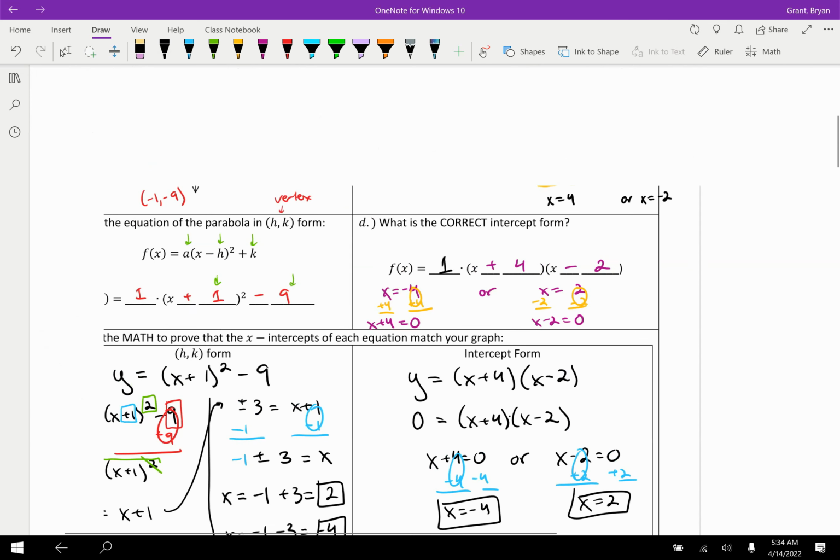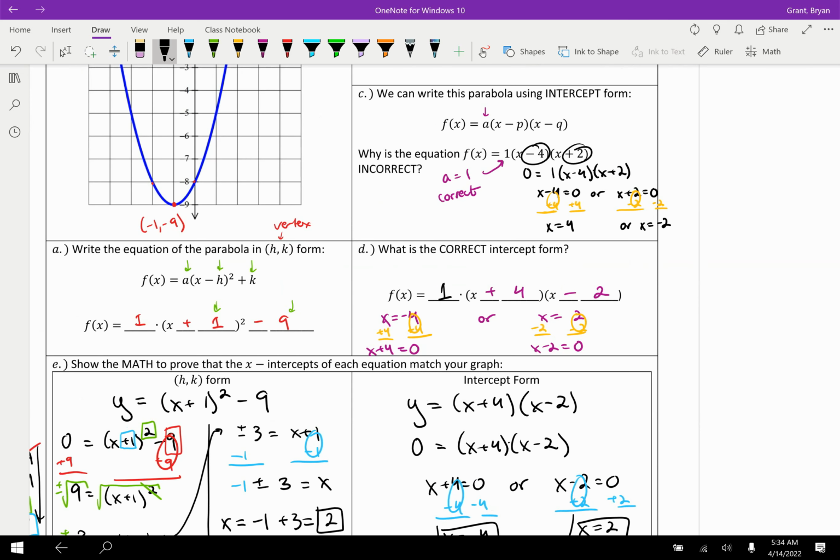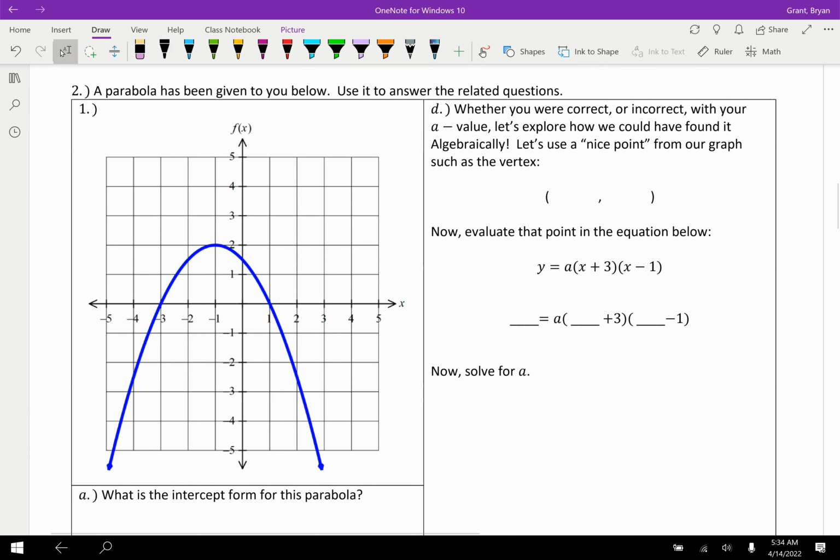Okay, so we did a nice job of writing both an HK form equation and an intercept form equation from the given parabola. Let's try one more. Alright, a parabola is given to you below. Use it to answer the related questions. So again, you should go through, try all of this, and if you get stuck, unpause and listen to me. Ready, set, go.